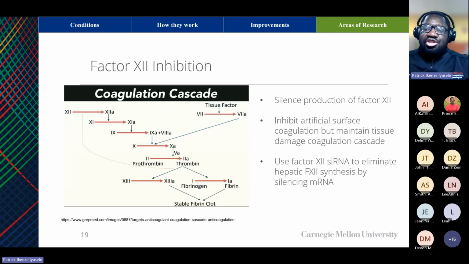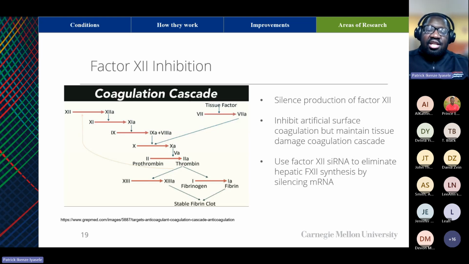Another anticoagulation strategy we are developing is the usage of targeted short interfering RNA, or siRNA, to silence the production of factor 12 in the liver. This would limit the production of factor 12 for a few days to a few weeks.